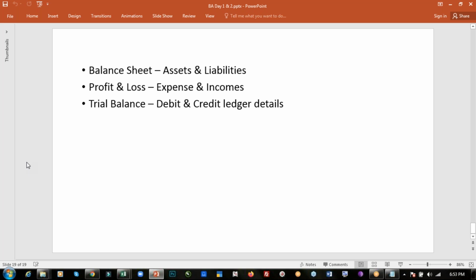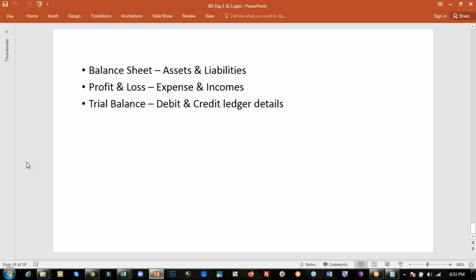If I talk about profit and loss, it contains our company's expenses and the incomes. All the expenses, all the incomes will come under the profit and loss in Tally software. And profit and loss also shows us how much profit we are getting or how much loss we are getting.